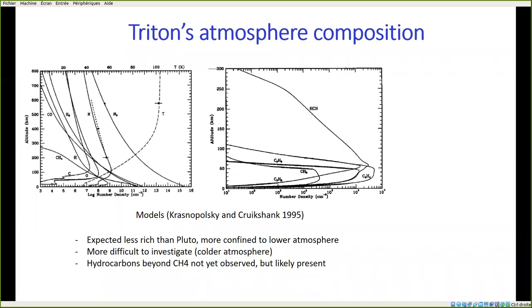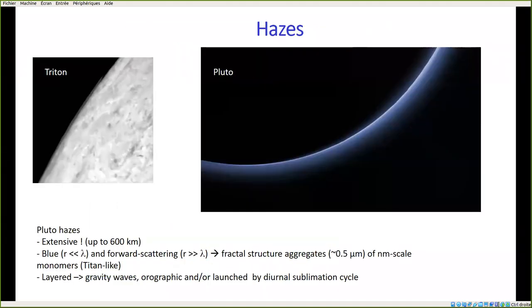Pluto. In fact, Triton's atmosphere composition remains poorly characterized, and the hydrocarbons that are expected from the photochemistry of methane are not detected yet. They are not detected, but there is a relatively direct proof of their existence, which is the evidence of photochemical haze in the lower atmosphere of Triton that you can see here on the limb. And so this photochemical haze is the end product of the photochemistry.